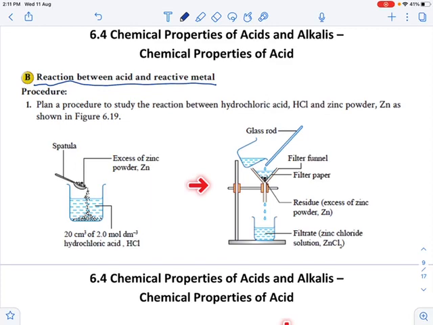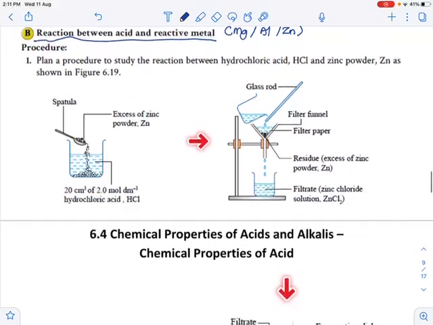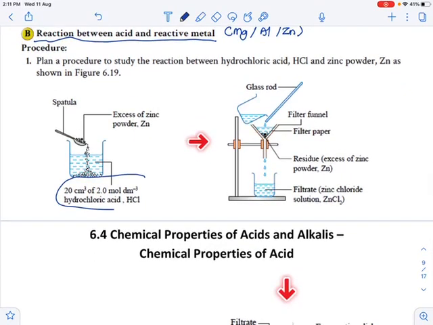Selalunya reactive metal yang kita gunakan adalah magnesium, aluminium or zinc. Okay, look at the procedure of this experiment. Pour 20 cm³ of 2.0 mol dm⁻³ hydrochloric acid into a beaker, and then add excess zinc powder into the hydrochloric acid.